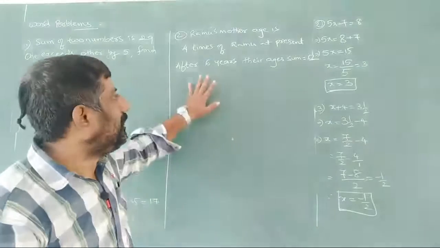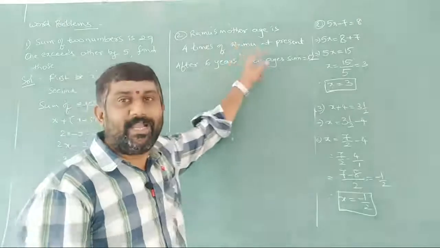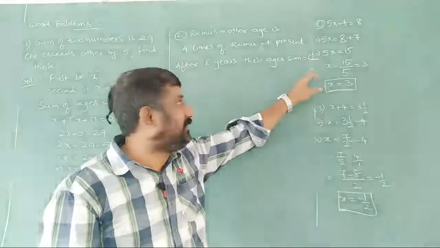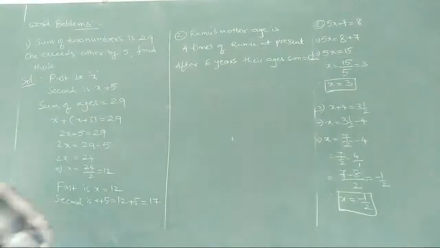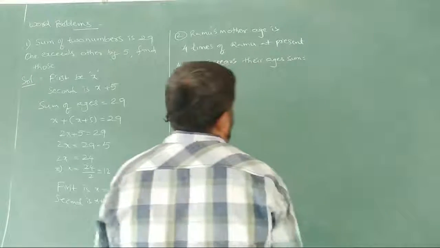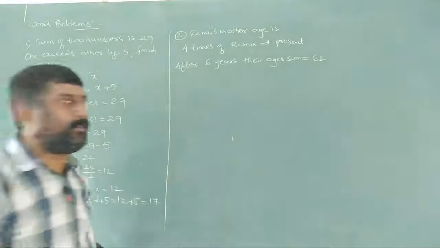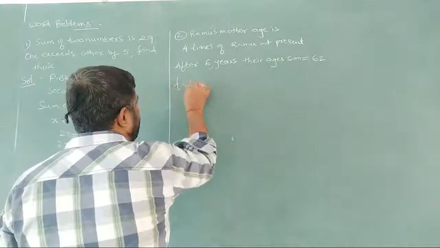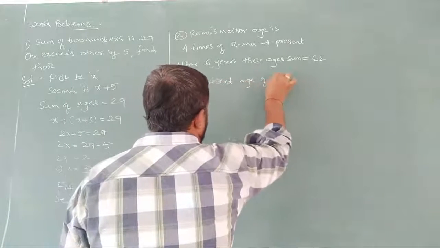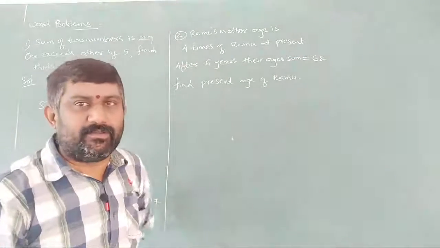Okay, now the problem is like this. Ramu's mother's age is 4 times of Ramu at present. After 6 years, the sum of their ages is going to be 62. Is it visible? Okay. Find the present age of Ramu. So this is the question given to us.